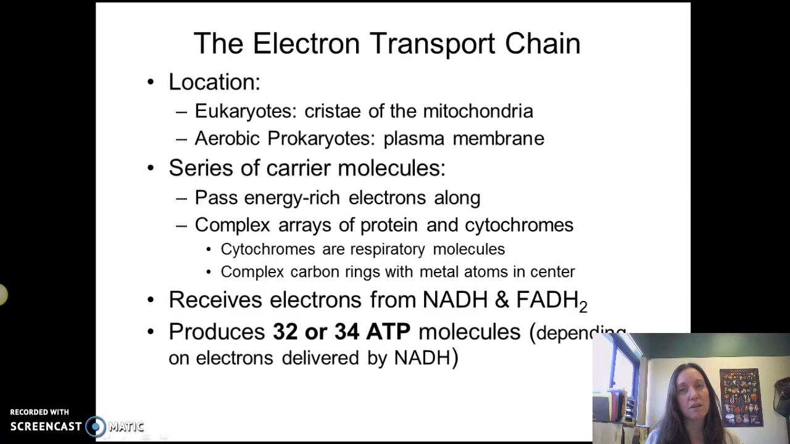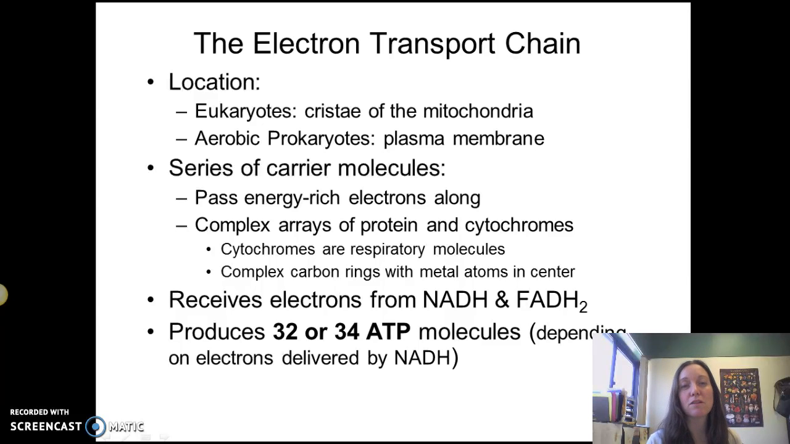The molecules of the chain are proteins and cytochromes. Cytochromes are respiratory molecules that often have pigment to them. The pigment is often a reddish color because the metal atom that's in the center of the cytochromes is usually iron, and it gets oxidized. Oxidized iron is rust, and so we often see the mitochondria portrayed as a rust-colored organelle.